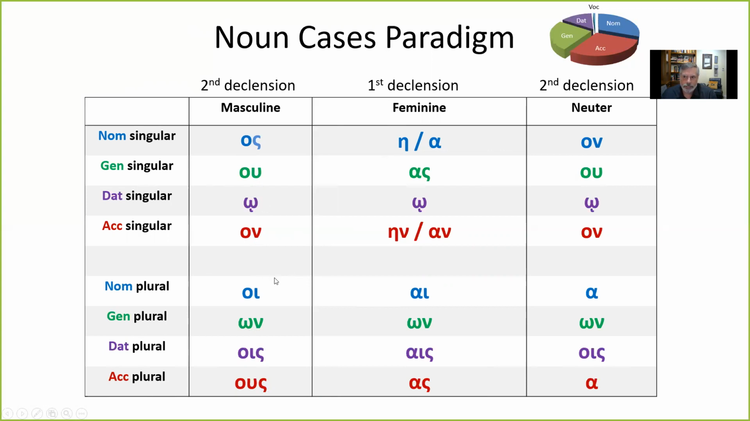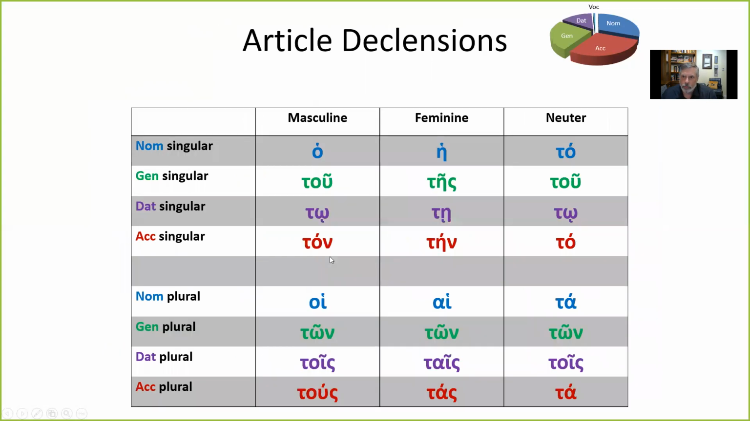Adjectives, as we'll see tonight, follow the exact same pattern, as does, in most cases, the article. And here's the article. It is extremely important to be comfortable with it and have it memorized. I learned it as ho, hey, which has a rough breathing. Ho, hey, to, tou, tes, tou, to, ton, ten, to, hoi, hai, ta, ton, ton, ton, tois, tais, tois, tous, tas, ta.